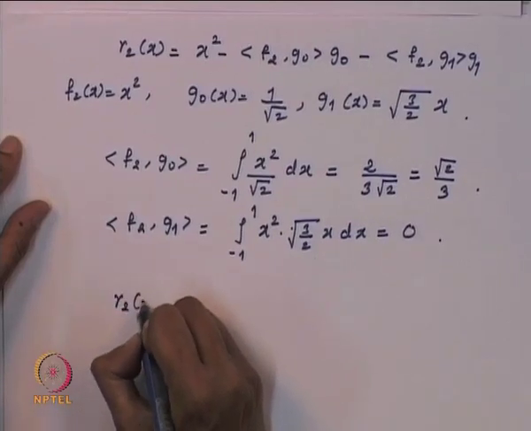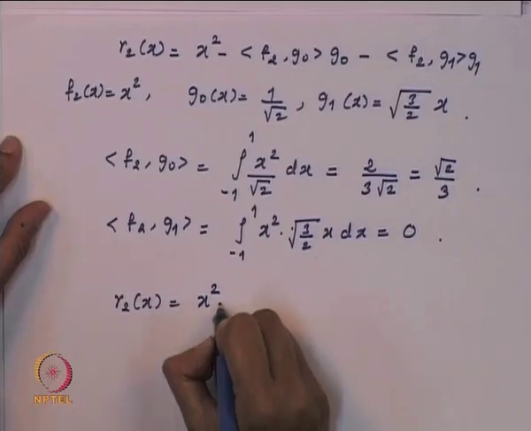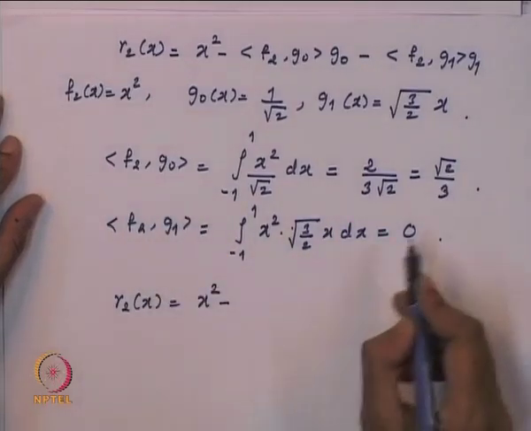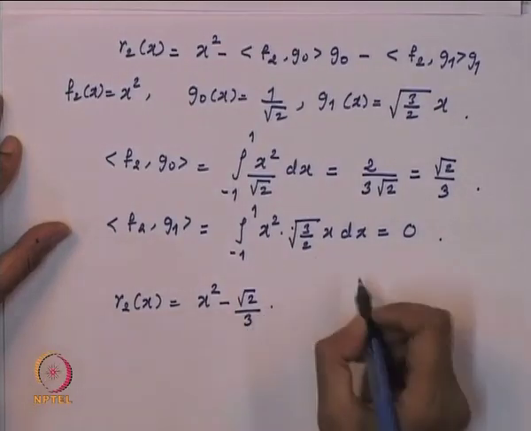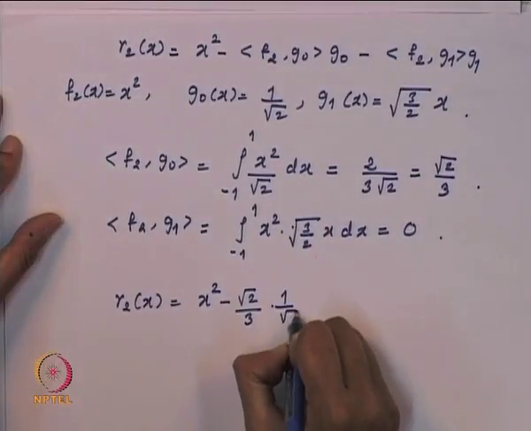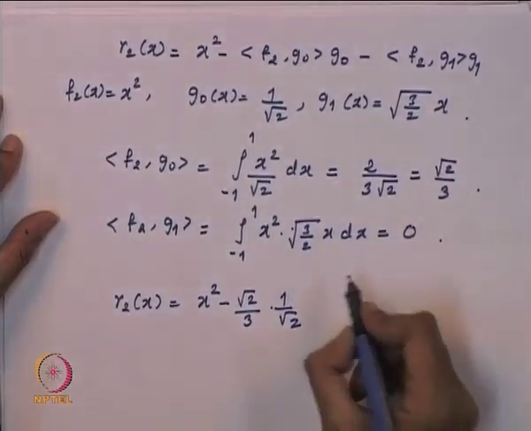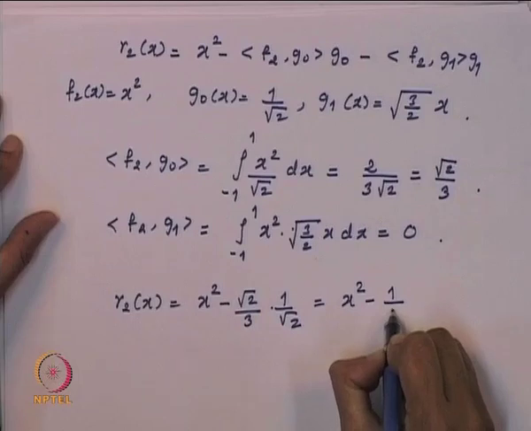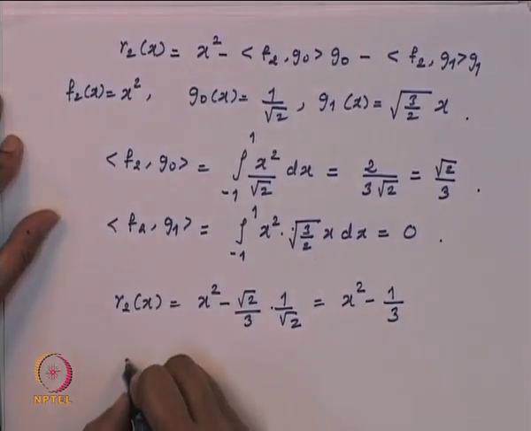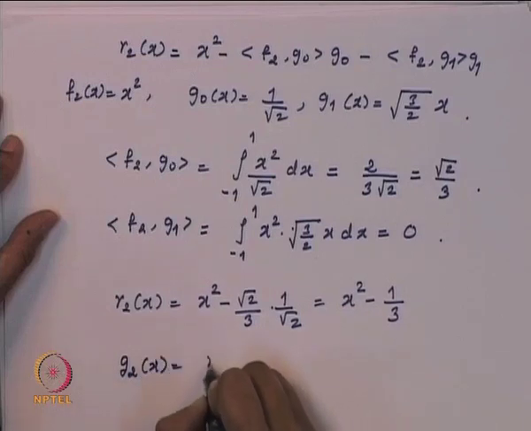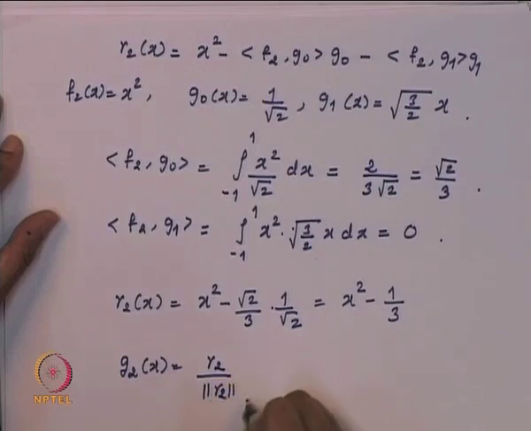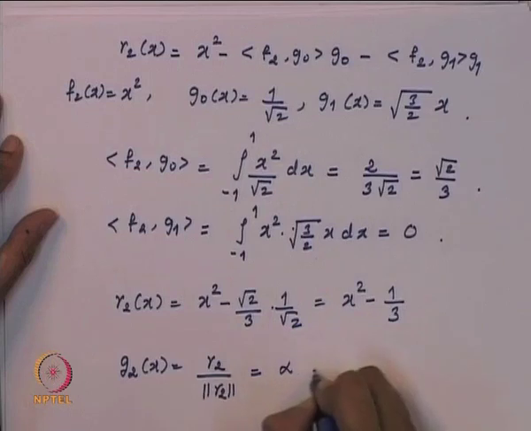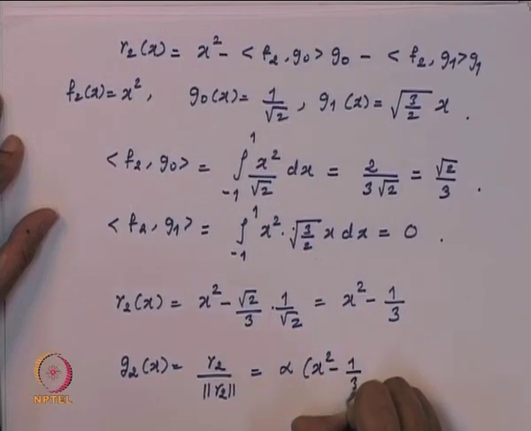So, our r 2 x becomes x square minus inner product of f 2 with g 0, which is root 2 by 3, and g 0 is 1 by root 2, and inner product f 2 comma g 1 is 0. So, that means it is equal to x square minus 1 by 3. And then our g 2 x will be r 2 upon norm r 2. So, it will be equal to some alpha times x square minus 1 by 3.